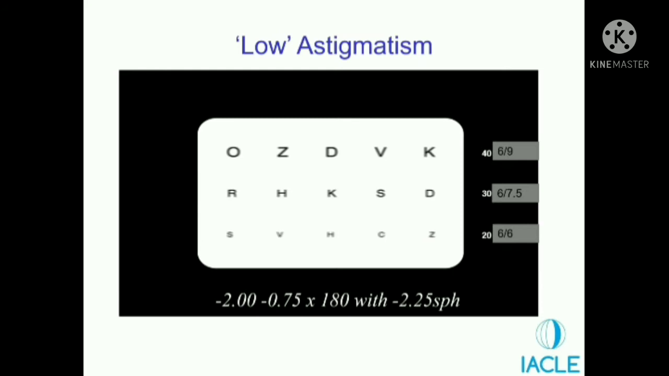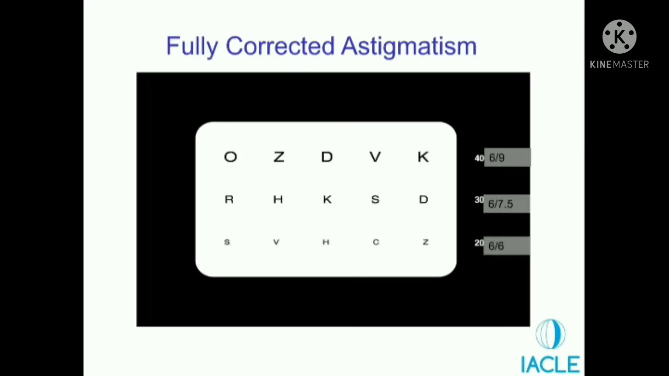So if you prescribe a minus 2.25 spherical contact lens to this particular patient, this is how the vision would be. This is again a simulation, but this is close to what the patient will see. And if you want to know the difference, this is the difference between a fully corrected astigmatic patient versus a patient who is corrected by spherical equivalent. I hope the slide.